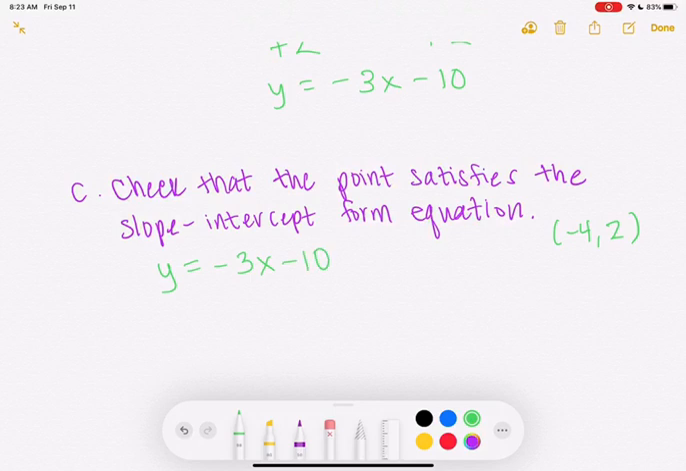To check that that satisfies, you're going to plug in your x and your y, and that's where you're going to put that question mark because you don't know if it's a true statement quite yet. You hope it is, but you don't quite know yet. So go ahead and hit pause, press play when you're ready.